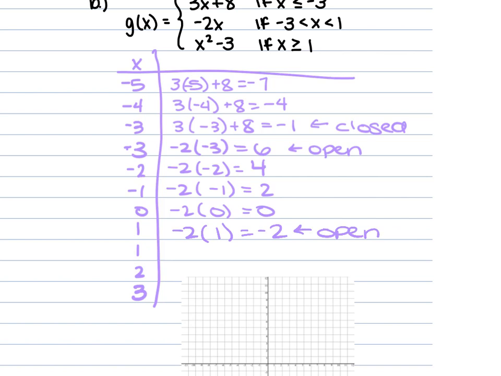For the x squared minus 3, we're going to have 1 squared minus 3 is negative 2. We're going to have a closed circle on that.